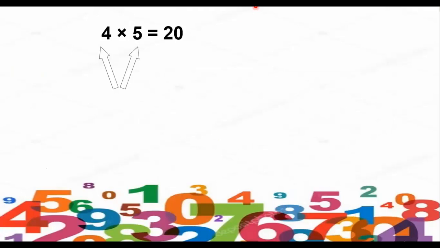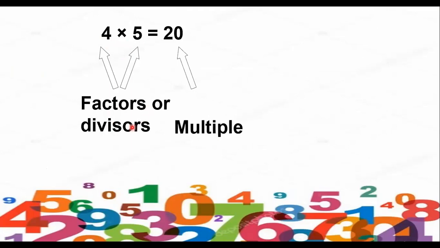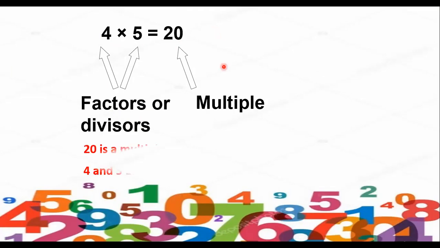When I say divisors, for example, 4 times 5 gives me 20. 4 and 5 are called the factors or the divisors, and 20 is called the multiple. So I can say that 20, the big number, is a multiple of 4 and 5, where 4 and 5 are the factors or the divisors.